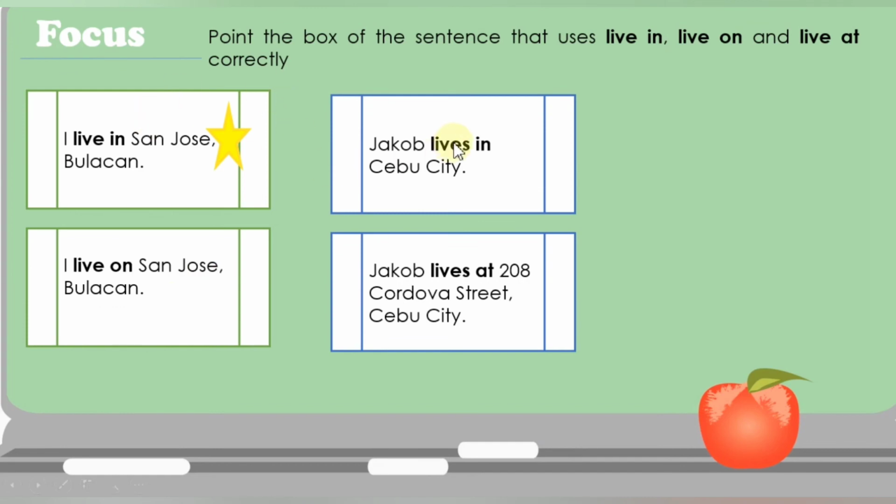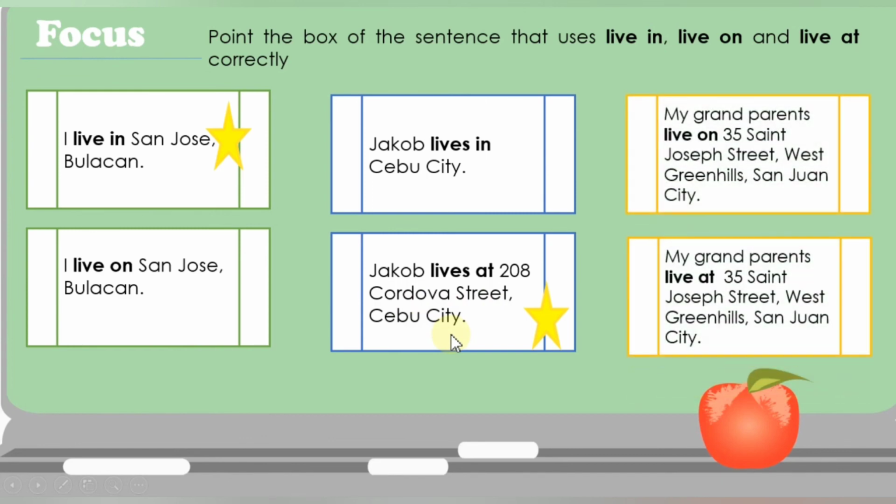Second example, Jacob lives in Cebu City. Jacob lives at 208 Cordova Street, Cebu City. Which one is correct? This is the correct one. Jacob lives at 208 Cordova Street, Cebu City.